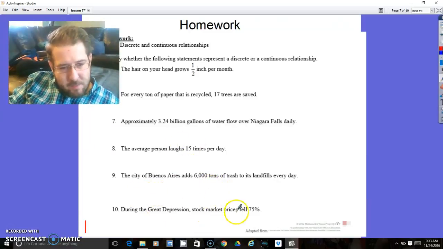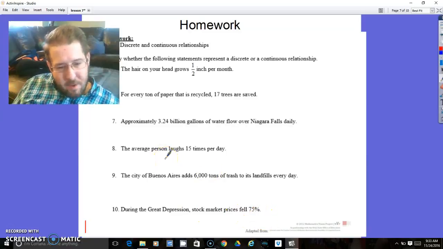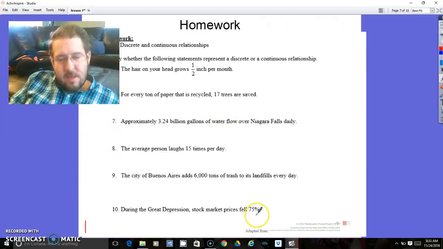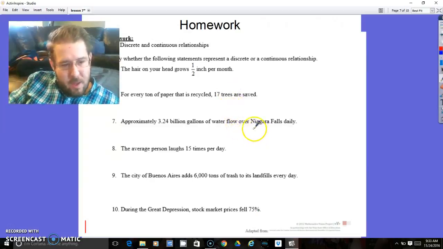During the Great Depression, stock market prices fell 75%. Do the stocks always have a price? Yes, they do. So I would consider that continuous, because they always have a price, even after half a day, half a minute, half an hour. They always have a price. That is continuously changing. All right.